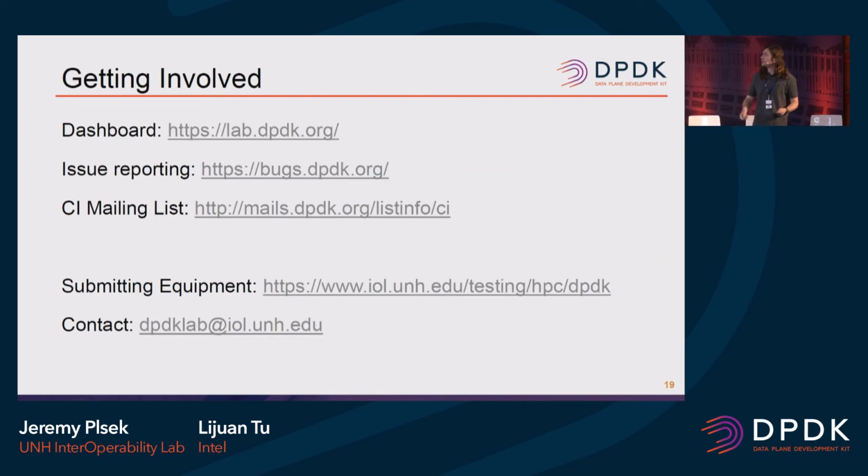So if you'd like to get involved, the dashboard is lab.dpdk.org. There is a project page on the Bugzilla. There is a CI mailing list. Mostly, just now, there's mostly meeting minutes. So every 2 weeks we have a meeting, and mostly just meeting minutes have been posted there. But also, if issues get reported on the Bugzilla, then they also go to the mailing list.